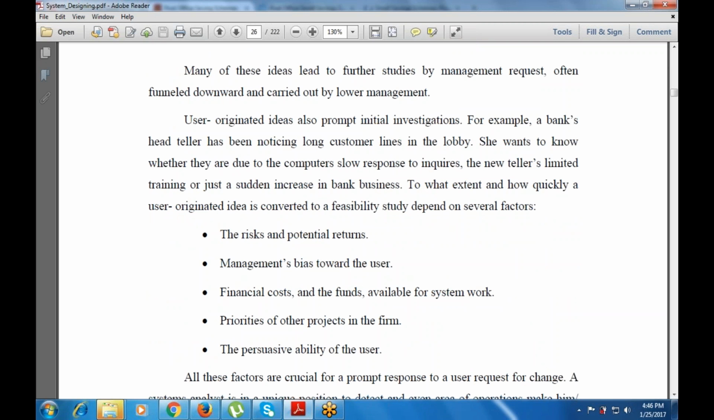To what extent and how quickly a well-originated idea is converted into a feasibility study depends on multiple factors: the risks and potential returns, management's bias toward the user, financial costs, funds available for the system work, priorities of other projects in the firm, and the persuasive ability of the users. So what is the persuasive ability of the users?